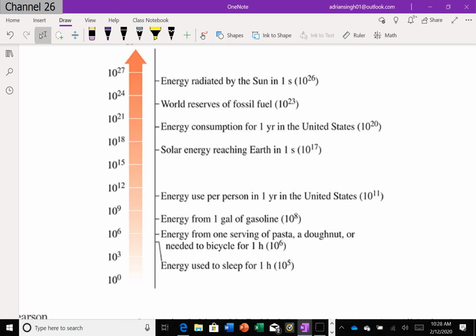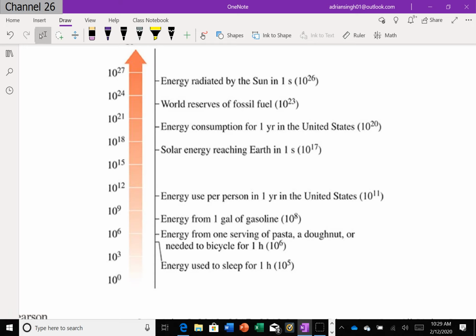The energy that you get from one serving of pasta or from a regular sized donut, or what you need to bike for an hour or so, is 10 to the 6 or about a million joules. Energy from 1 gallon of gasoline, right? 10 to the 8 or 100 million joules. And then as we keep going up and up, you'll see that the amounts of energy actually increase tremendously. So I want to draw your attention up here.